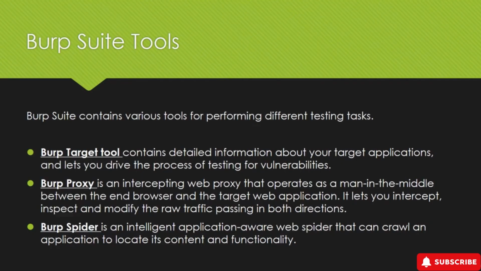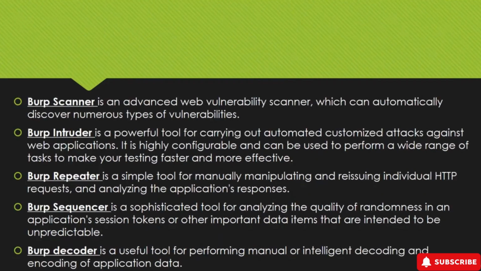We will also be using Burp Spider. This tool is extremely helpful in finding XSS vulnerability, also known as cross-site scripting vulnerability. It is an intelligent application-aware web spider that can crawl an application to locate its content and functionality. Then we have Burp Scanner. This is also an advanced web vulnerability scanner which can automatically discover numerous types of vulnerability. Burp Scanner basically scans the whole website for possible vulnerabilities.